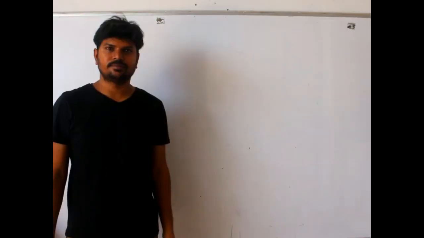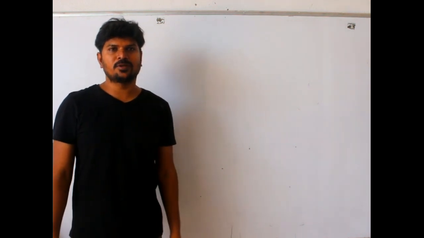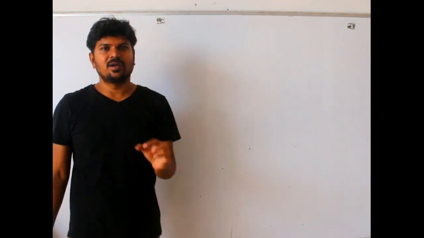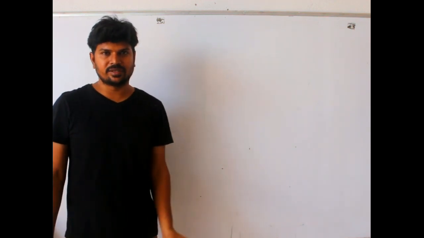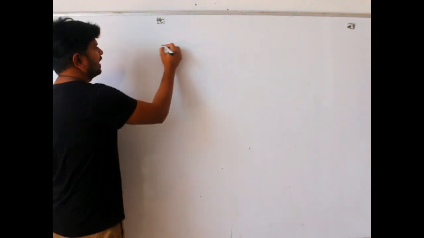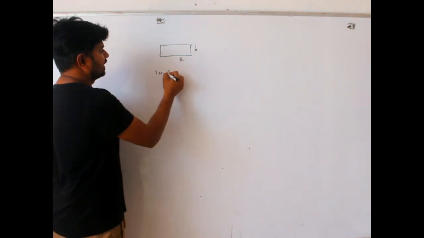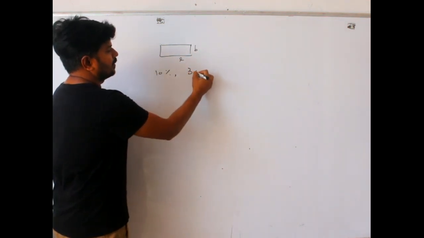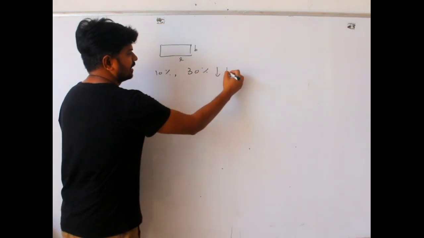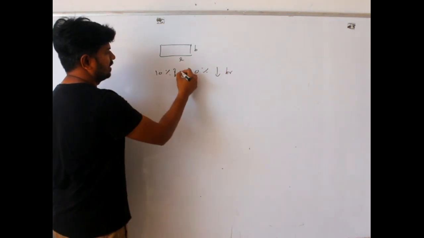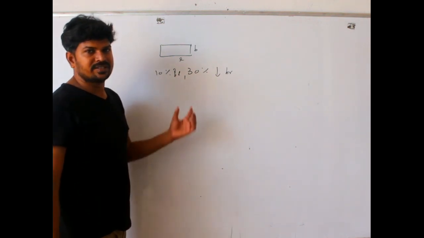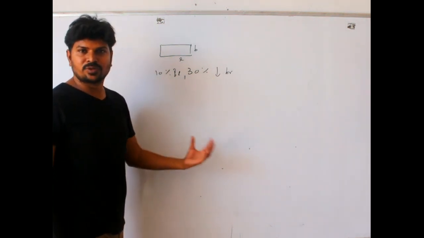Okay. Next, one more type of problem we can see is if there is a percentage increase in length and a percentage increase in breadth, what is the percentage change in area? Like this question. For example, if it is a rectangle whose length and breadth are L and B, there is a 10% increase in length and a 30% decrease in breadth. What is the change happening in its area? That's the question they will ask you.